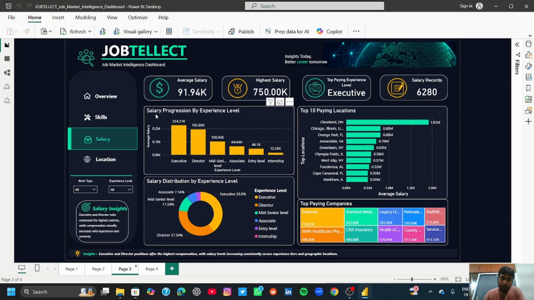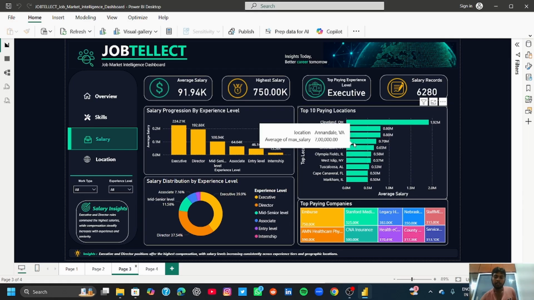We can see here the salary progression by the experience level. Across the experience levels, how the salary is distributed, like executive gets 224.21K, director gets about 192.88, and others. The top 10 highest paying locations here, we can see number one here is Cleveland, Ohio, Chicago, Illinois, Orange Park, Florida, and much more like Nid Valley, Green Lawn, Olympia Fields, and much more US-based cities here.